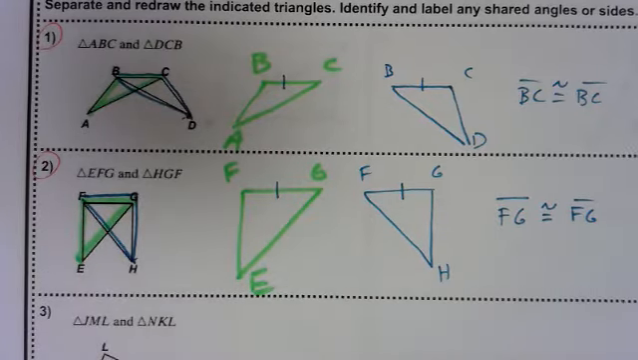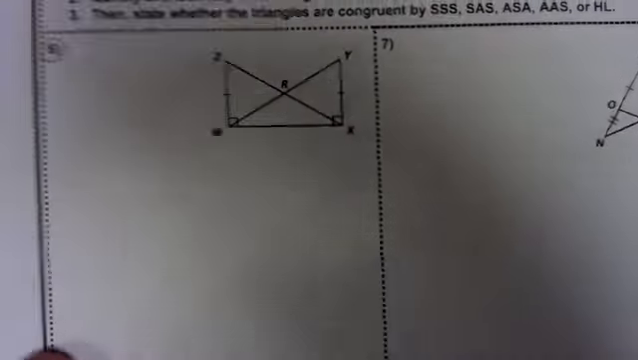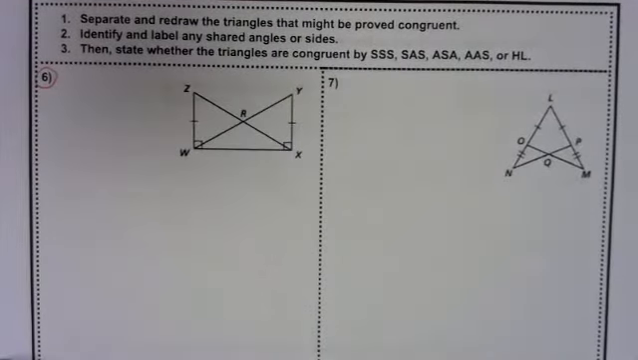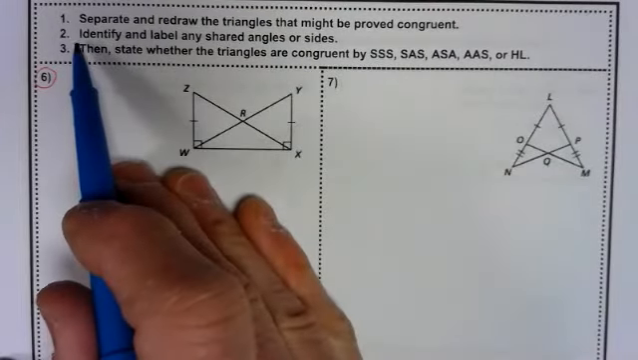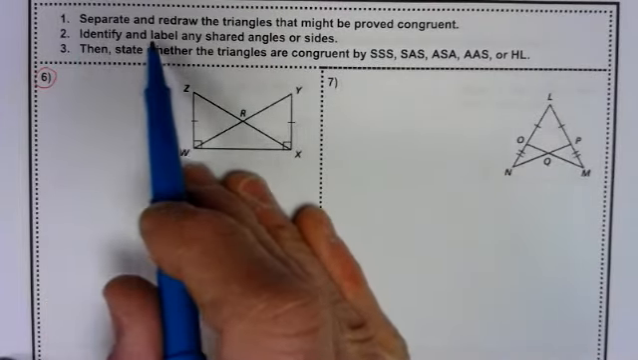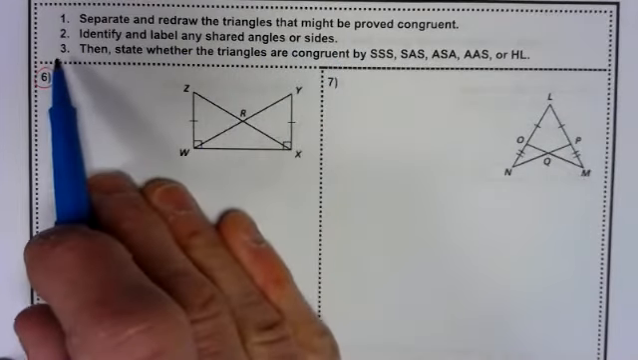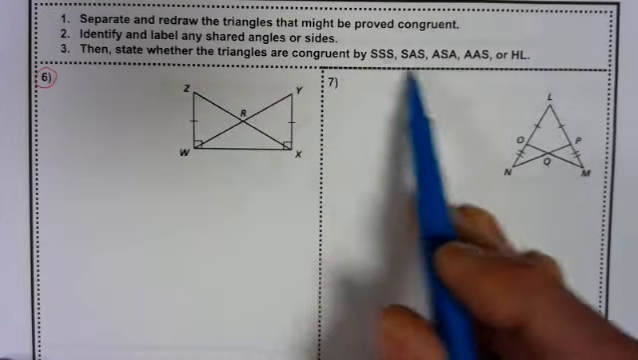All right, let's jump on over to the next page. I want you to do 3, 4, and 5 in class when we next meet. Now let's take a look at number 6, and that'll be our last problem that we're going to do together. First, we're going to separate and redraw the triangles that might be congruent. Second, we're going to identify and label any shared sides or angles, just like we did. Then, number 3, this is a new one. State whether the triangles are congruent by one of our 5 shortcuts.